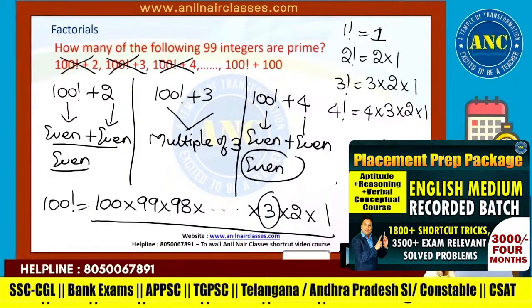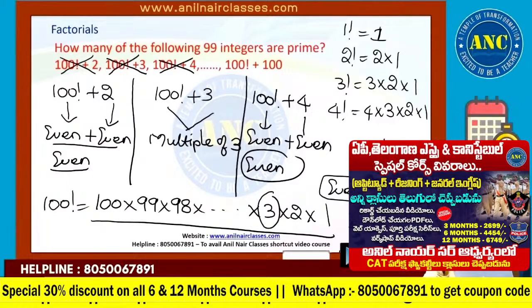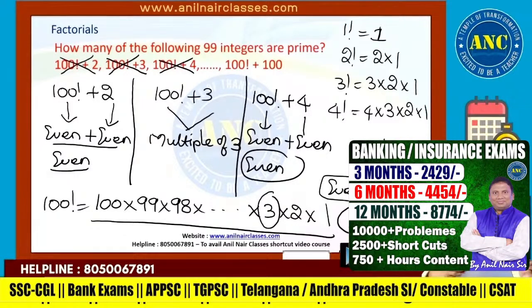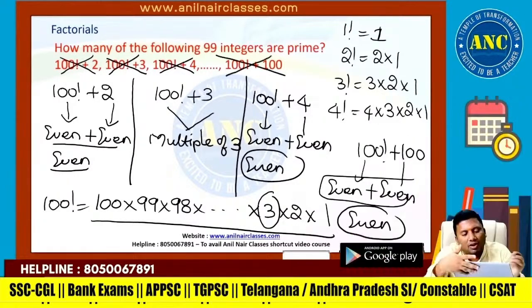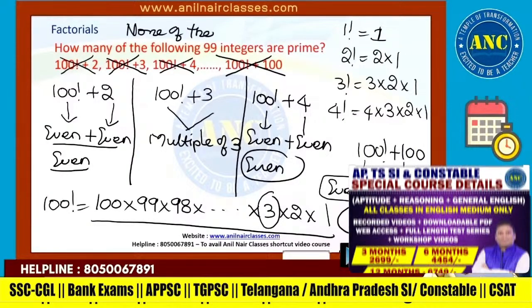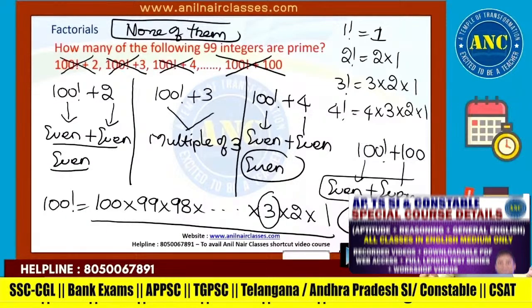100. 100 factorial is an even number. 100 is also an even number. Even number plus even number is an even number. There is no number other than 2 which is an even number and a prime number. So how many of the following 99 integers are prime numbers? None of the numbers. All 99 integers are not prime numbers.